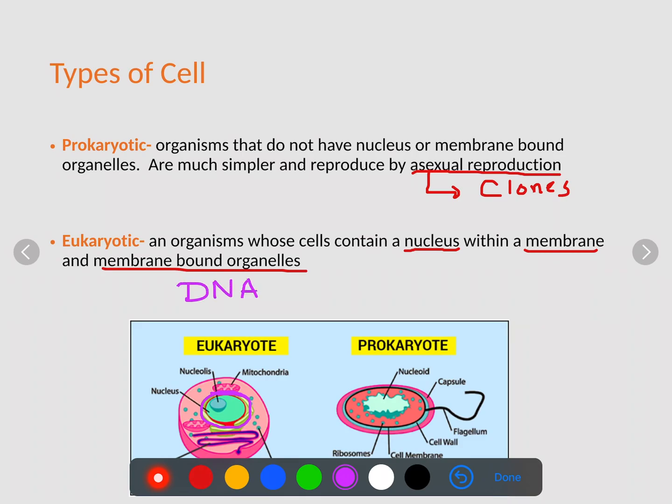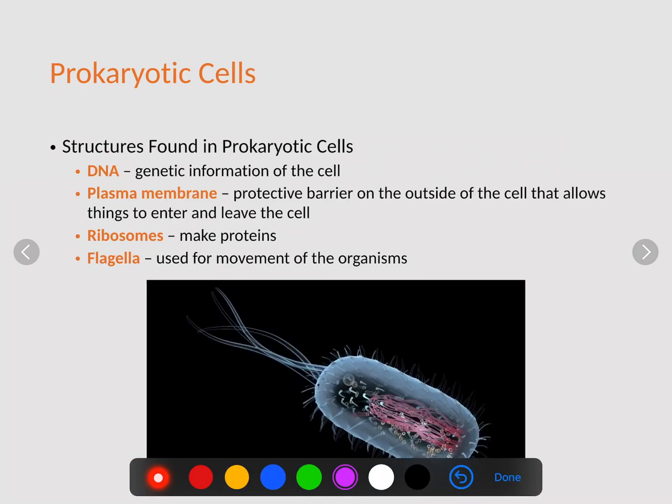So DNA in prokaryotic cells is just floating freely in this nucleoid region. There's no membrane surrounding it. So that's the big difference right here. A eukaryotic cell contains a nucleus. Prokaryotic cells do not. Now, prokaryotic cells, let's talk about what they do contain.